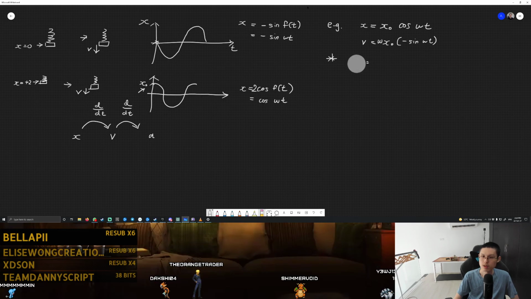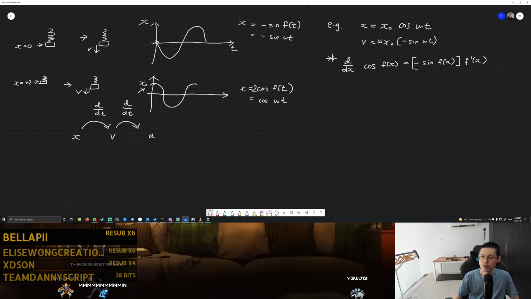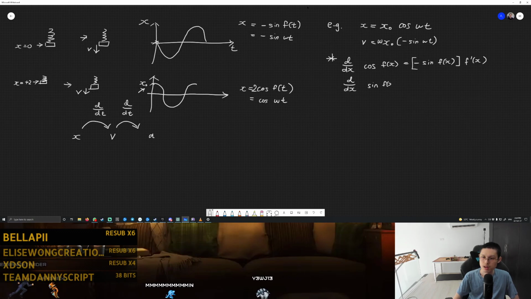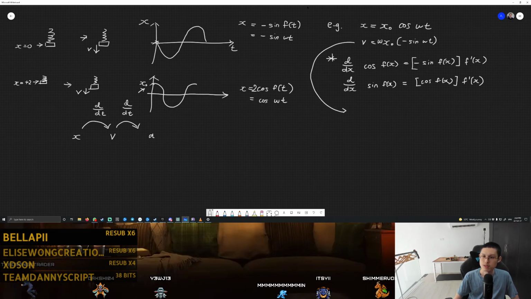Hang on, let me do it like this. Let's say you want to differentiate cos of some function of x. What happens is you will get negative sine, and then the same function is there, and this whole thing you have to multiply by the derivative of the function. Similarly, if you differentiate sine of x, you would actually get cos of x times the derivative of the function f(x). So that's how you get this.